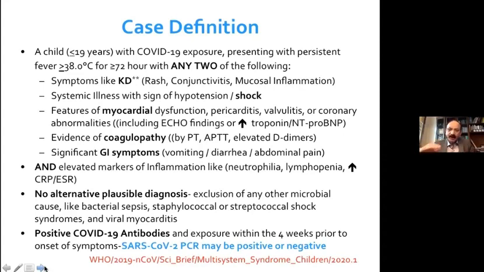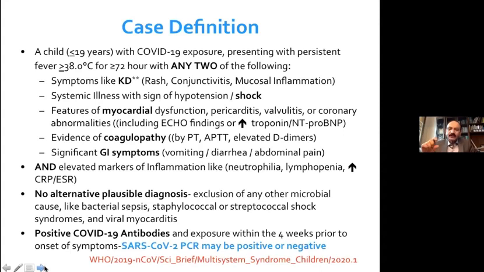Now, how do we define MIS-C? It is only in children presenting with temperature, symptoms of Kawasaki disease, systemic illness or shock, features of myocardial dysfunction, evidence of coagulopathy, and significant GI symptoms, along with elevated markers of inflammation.